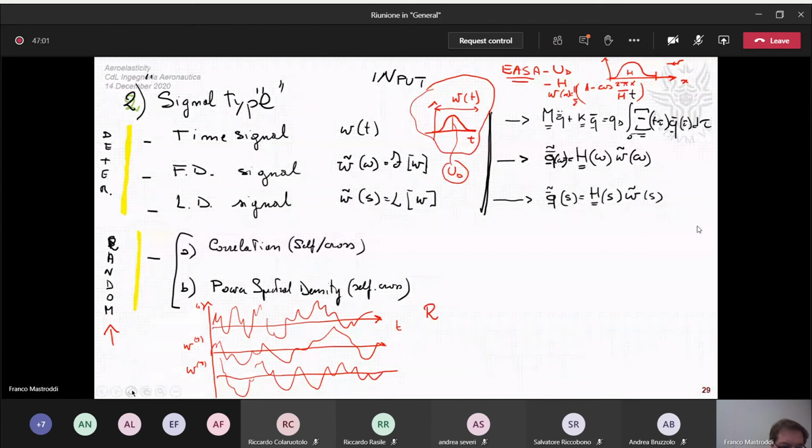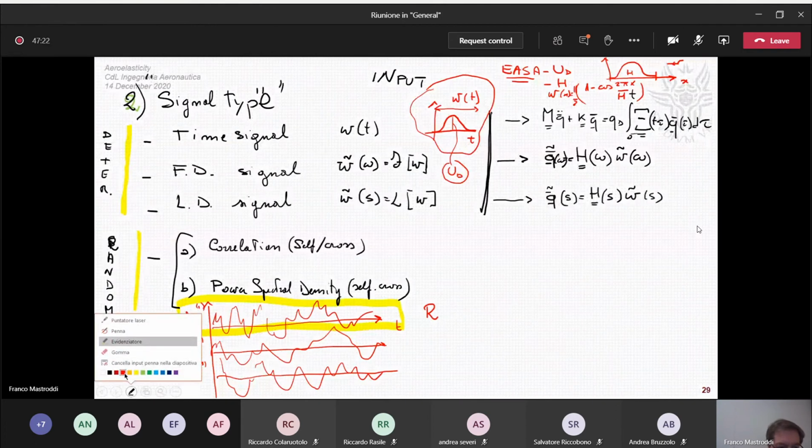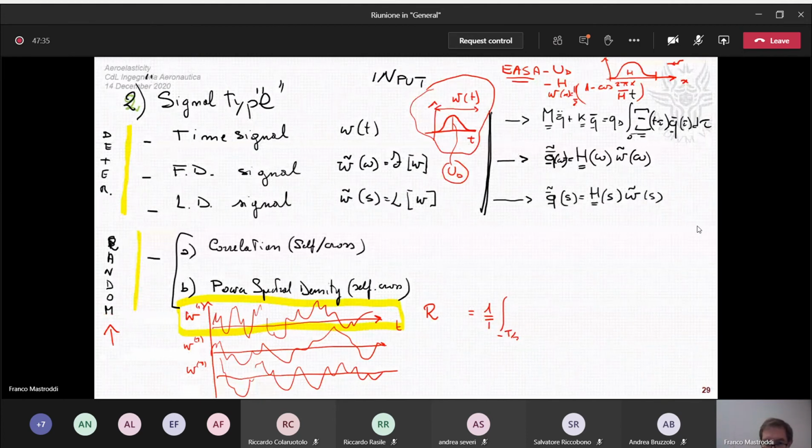The autocorrelation function is an average of this quantity obtained by assuming that you take an average considering only the first sample, W1, and take an average in this way. This quantity is defined like the integral from minus T by 2 to T by 2 of w(t) times w(t plus tau) dt, taking the limit for T going to infinity, is a quantity depending on tau.